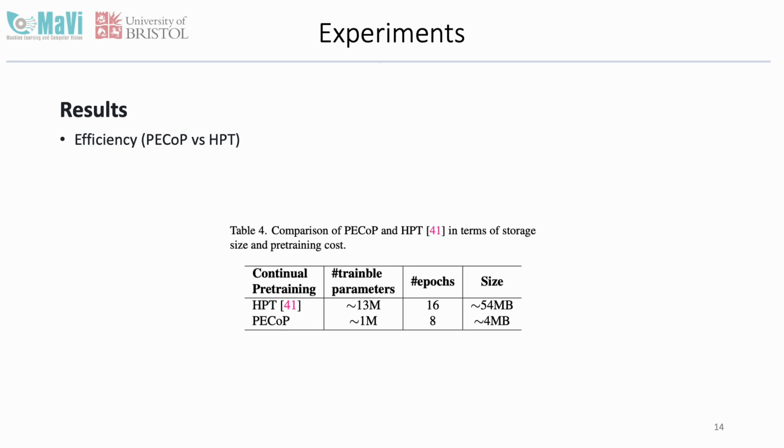This table highlights the efficiency of PECoP compared to HPT in terms of trainable parameters and the overall pre-training cost. PECoP requires approximately 1 million trainable parameters, which is significantly less than the 13 million required by HPT. Also, it achieves this with only 8 epochs of training, which is half the number needed for HPT, and results in a model size of about 4 megabytes compared to 54 megabytes for HPT. These numbers actually underscore PECoP's effectiveness as a resource-efficient continual pre-training strategy.